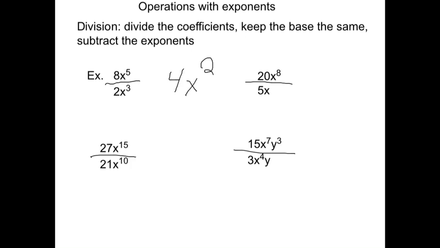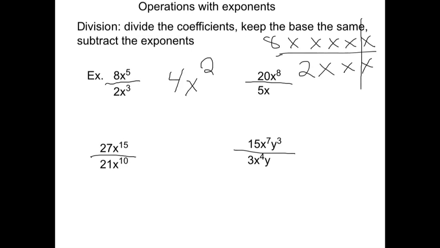And the reason why this works is because on the top, you have 5 x's, and on the bottom, you have 3 x's. No matter what x is, x divided by x will give you 1, and 1 times any number is that number. So I can cross out any pair of x's that are on the top and on the bottom. So that eliminates 3 x's on the top and the bottom.